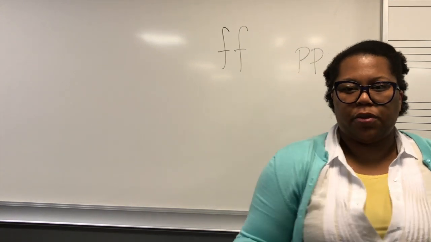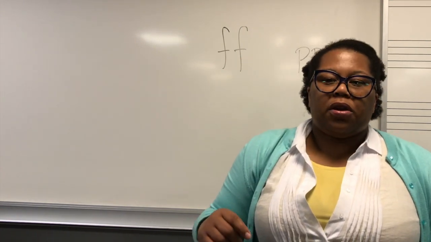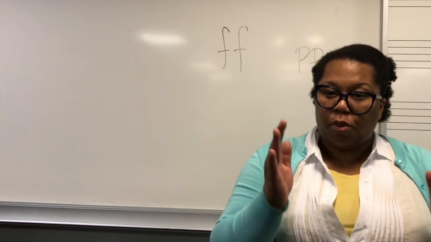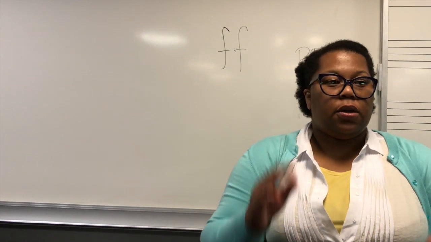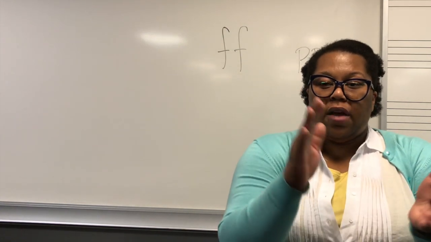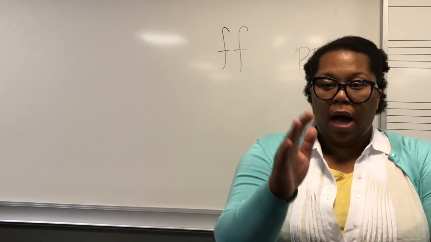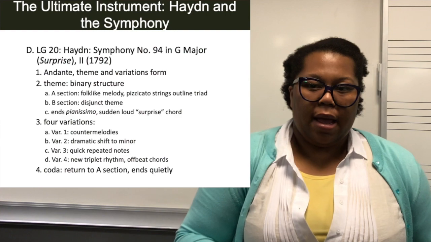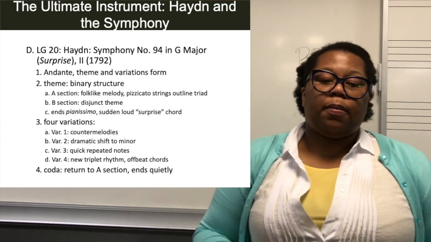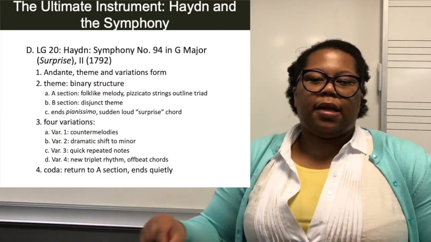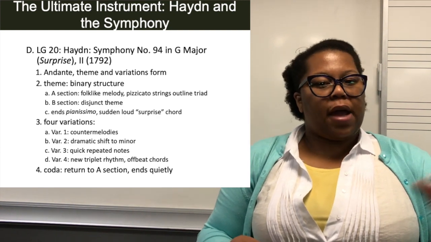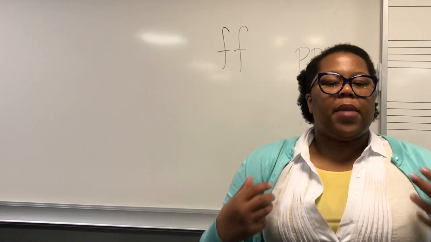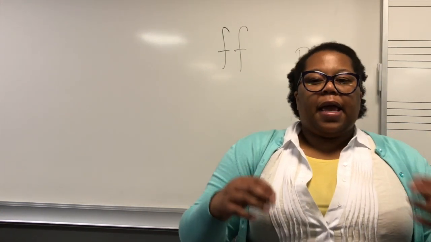Now, while these triplet rhythms are happening, we're having offbeat chords. So remember, offbeat means kind of like syncopation, but we're not on the downbeat. So if this is our beat, we might have a chord like this. Ba, ba, ba. Like it's going to pop out of the texture. And last, we have a coda, which is our separate ending, and it usually means that we're returning back to the original A section or original main melody, and it ends very quietly.